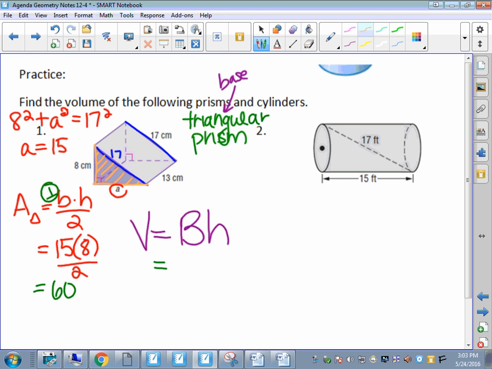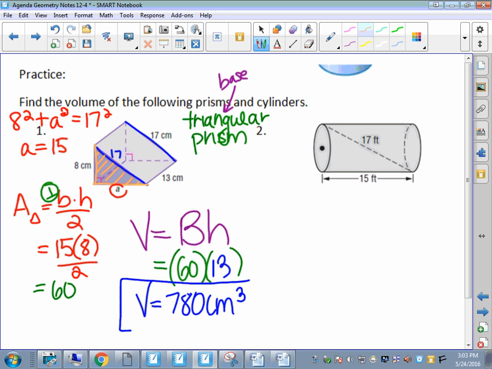So now I'm ready to go over to my volume formula. Area of the base is 60. What's the height of that triangular prism? Again, this is a laying down height. You're still the same height if you're laying in bed or if you're standing up. The distance between the two triangle bases looks like 13 to me. So the volume is going to be 780 cubic centimeters, or centimeters cubed.